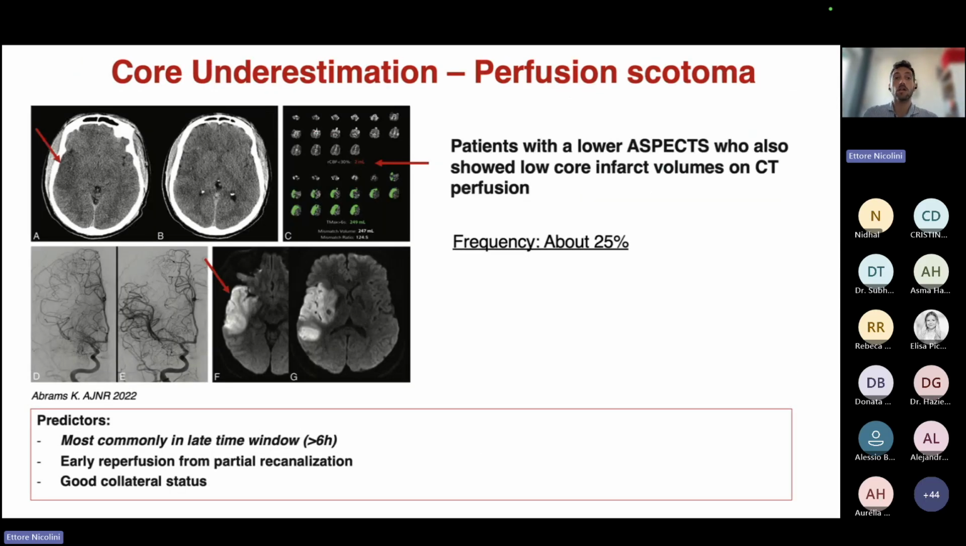And as for core underestimation, we talk about perfusion scotoma. These are the patients who have a lower ASPECTS, so in native CT have a large core, but show a low core infarct volume in CT perfusion. It is quite frequent, about 25%, and it is most common in late time window or in patients who have a partial recanalization at time of imaging or have a really good collateral status.